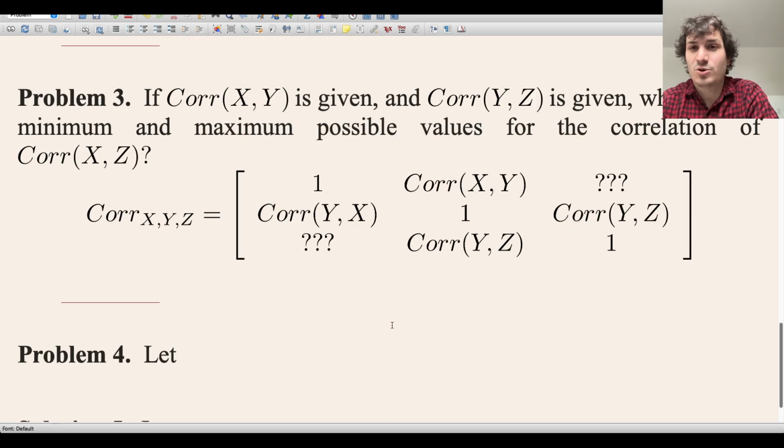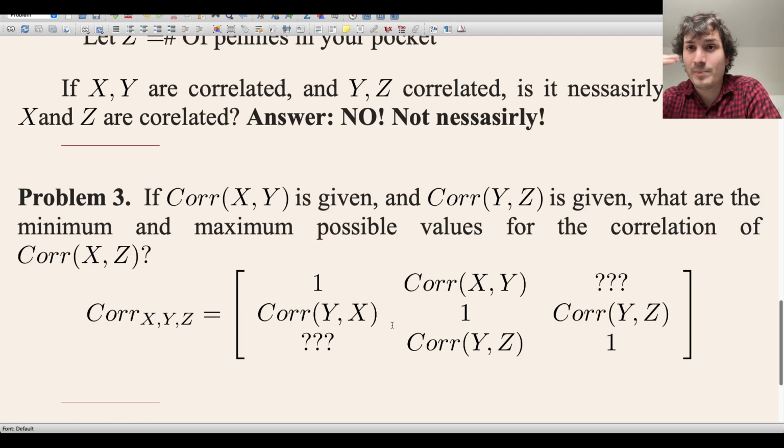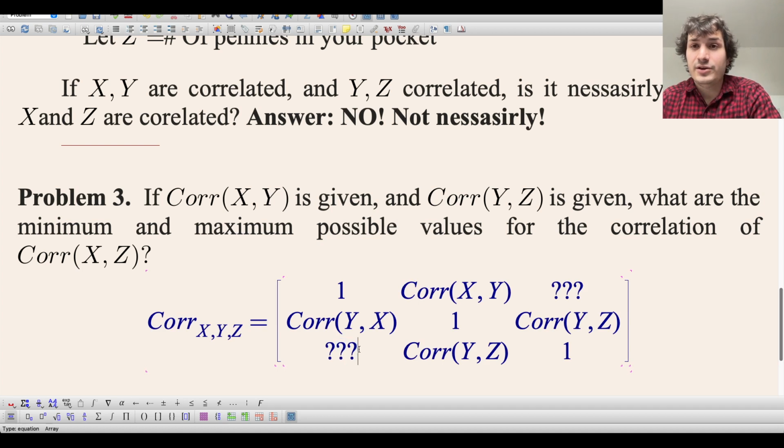Given some of these entries for correlations, can you figure out what are the possible values in these question mark spaces? And I just showed you that really it's kind of counterintuitive what could be there. So even if the correlations are very positive, what can you put there?